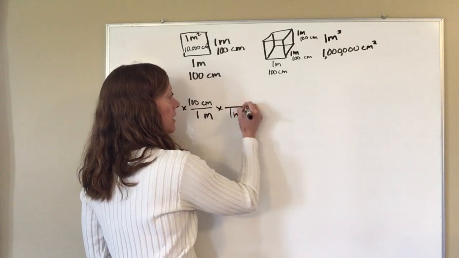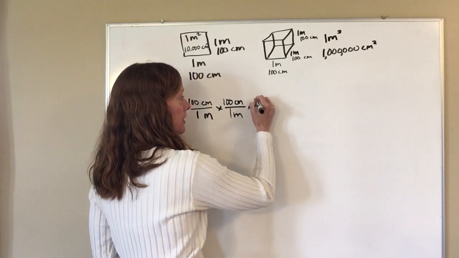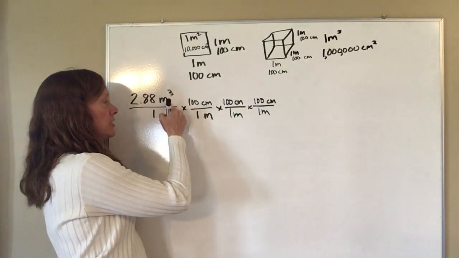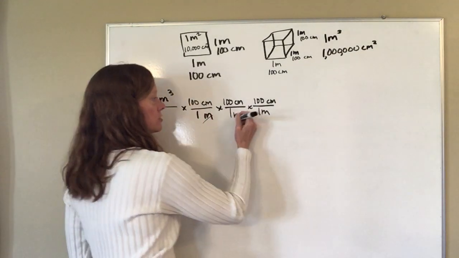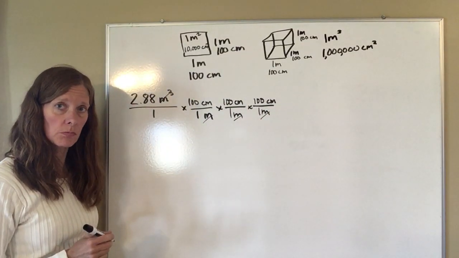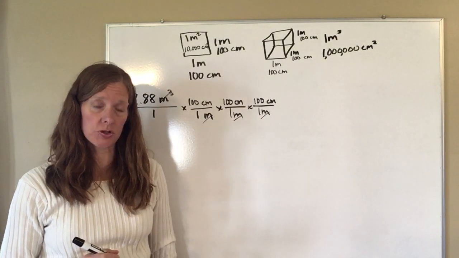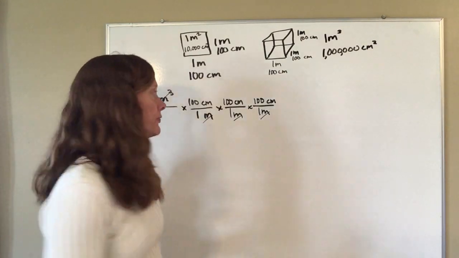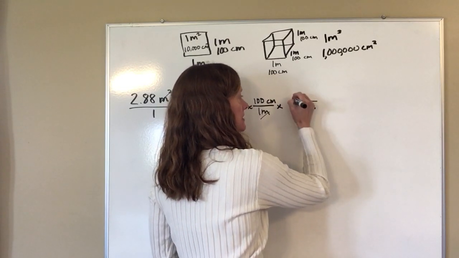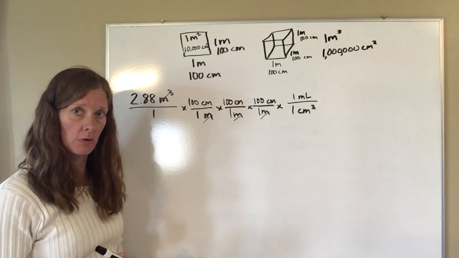I have to do that 2 more times in order to be able to cancel out everything if I'm going to convert this to cubic centimeters. So meters cubed means I have to take meters times meters times meters, and I'm going to cancel that out like that. Okay? Then, since I'm trying to get it into liters, you learned in the section before that 1 cubic centimeter is the same as 1 milliliter. They're exactly the same. Okay?